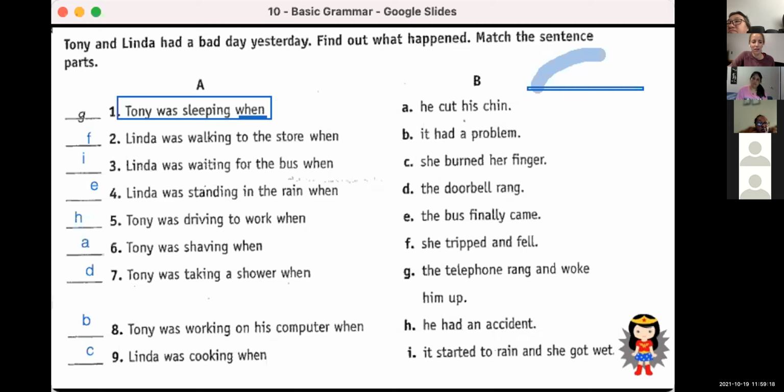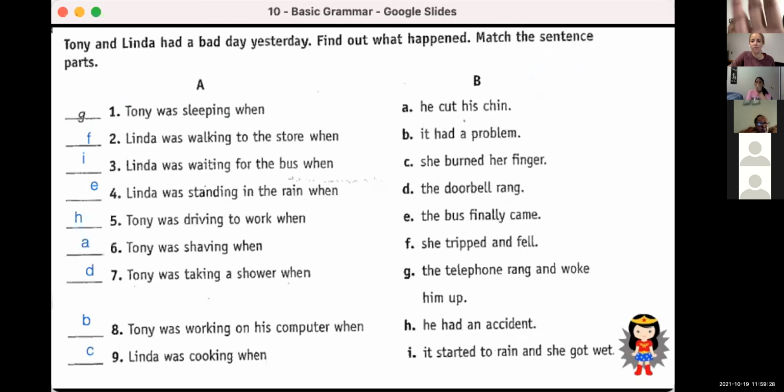Any questions about these sentences? We talk about this a lot. If you see while, follow the progressive. If you see when, follow the simple past, right? Exactly, that's it.